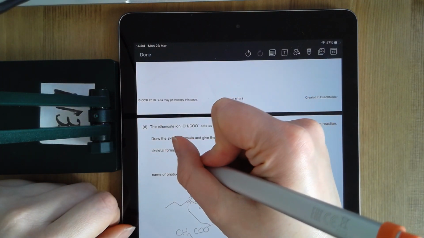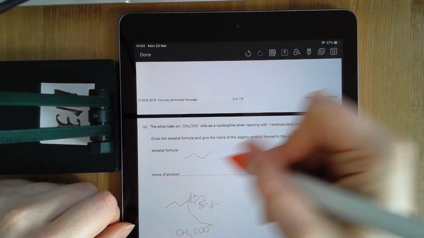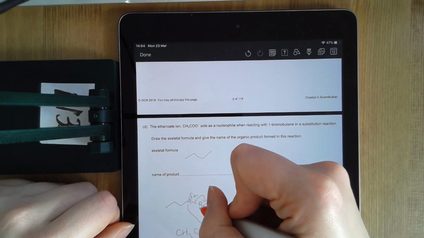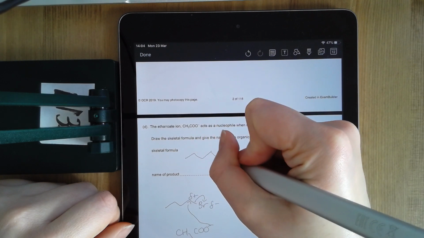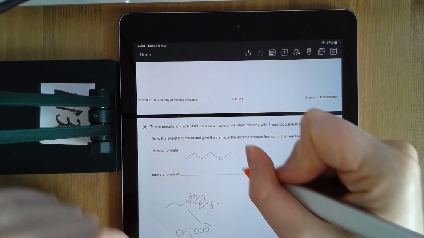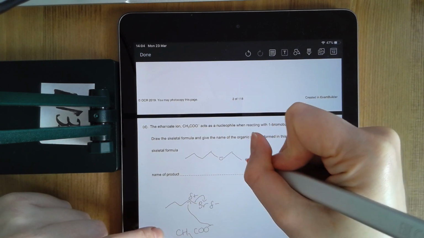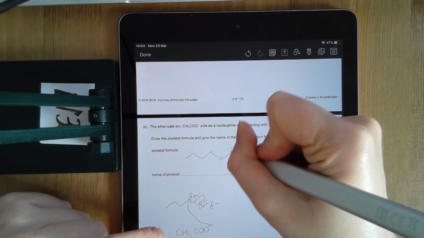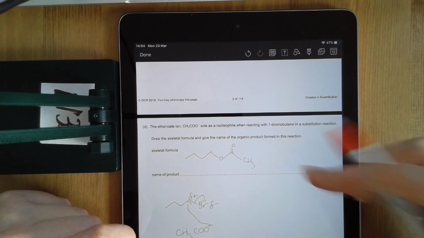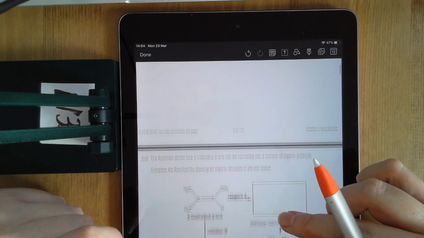So when I'm drawing my product, I'm drawing the 4 carbons that I always had, 1, 2, 3, and 4. This carbon is no longer bonded to bromine. It is now bonded to an oxygen, and that oxygen is bonded to a carbon, which is double bonded to an oxygen and single bonded to a CH3. And that's going to be your product.